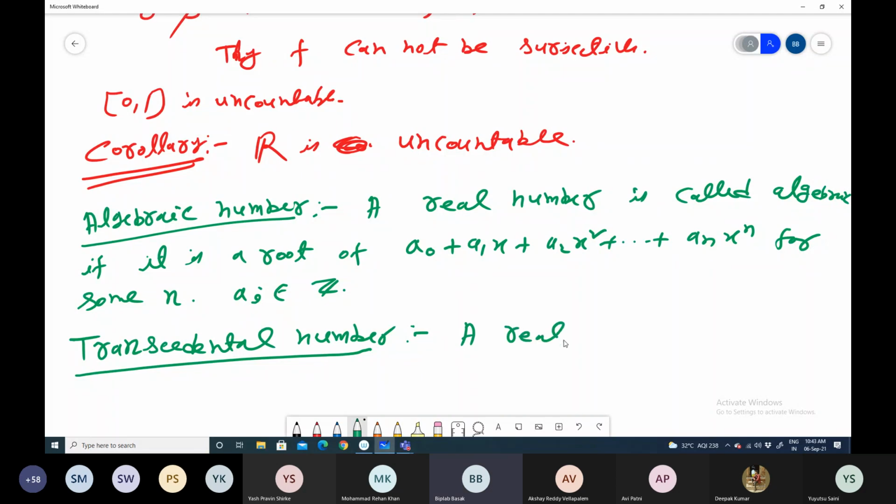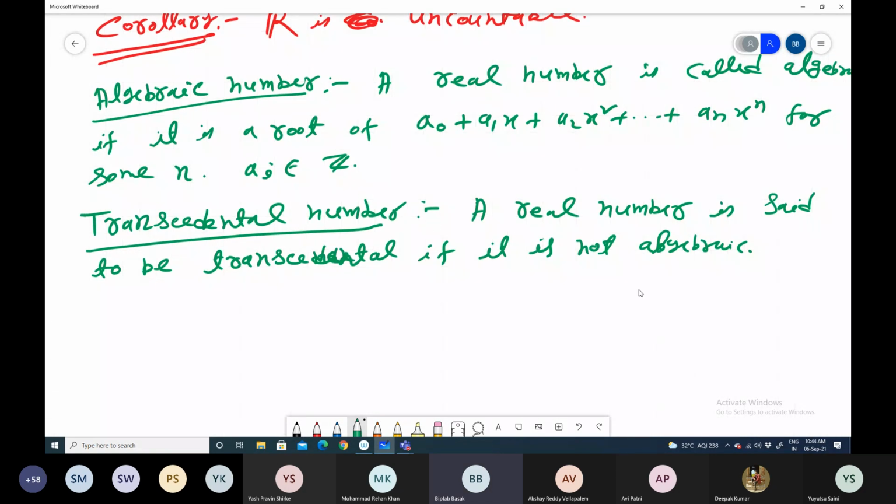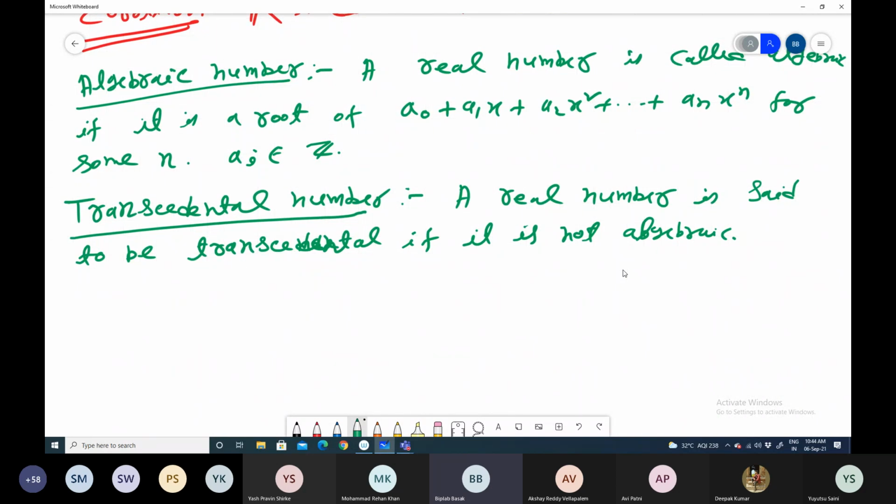So a real number is said to be transcendental if it is not algebraic. Okay, so that means if you have a real number, that number will be either algebraic or transcendental, one of them, right?